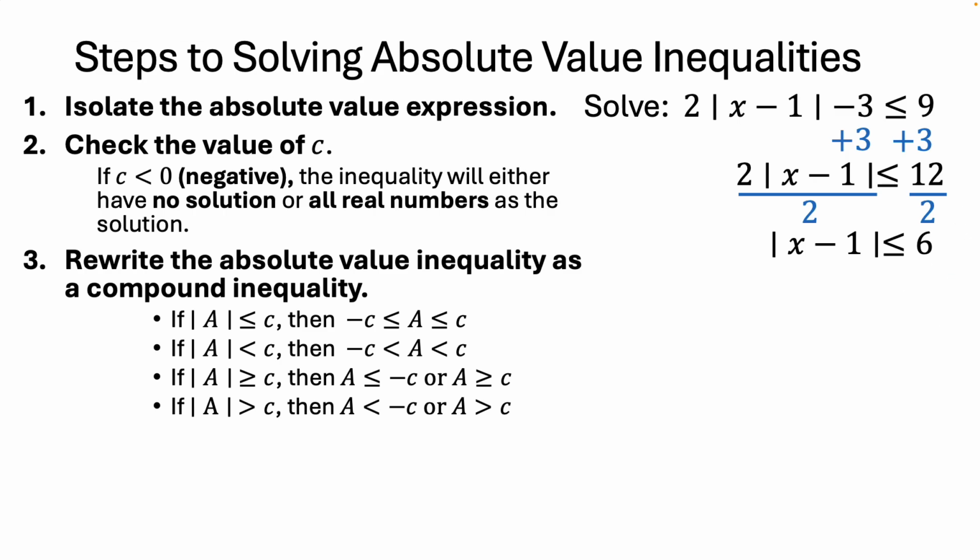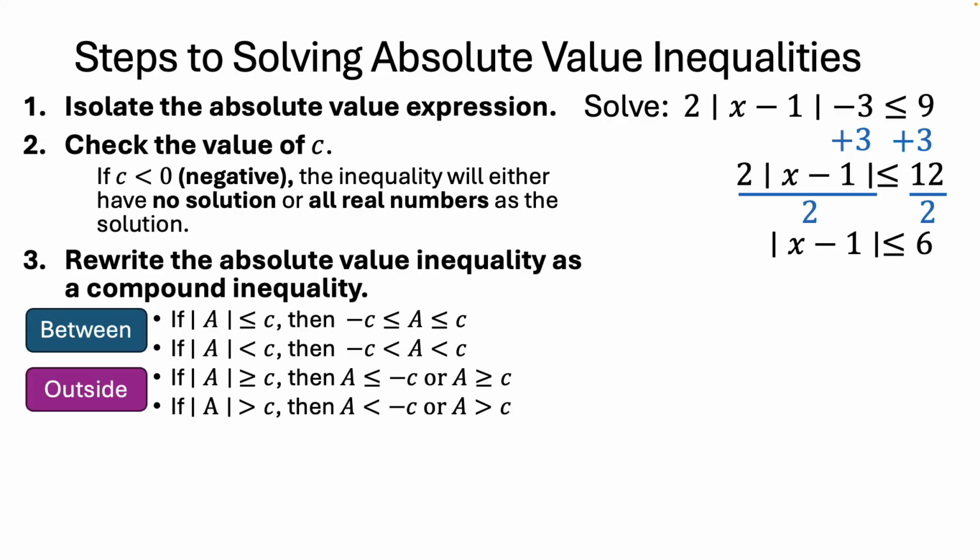Let's take a look at step 3. Step 3 is to rewrite the absolute value inequality as a compound inequality. So you want to check to see if you're in the between cases. This is where you have the absolute value is less than or equal to, or strictly less than C. Less than lands in the middle, so you would rewrite that as the algebraic expression A is between negative C and C.